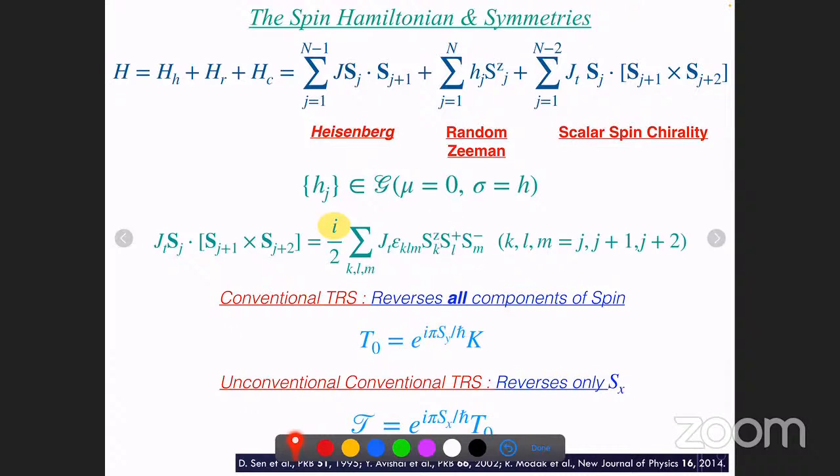Okay? Let me also quickly introduce 2 different time reversal symmetry operators. One is the usual time reversal symmetry operator, which is the product of the complex conjugation and a rotation by pi about Sy, which reverses all components of spin. And then you have another unconventional time reversal symmetry operator, which is basically this conventional one multiplied by a rotation by pi about the x-axis, okay? And this reverses only Sx. But this is still good enough for an anti-unitary operator in the sense of our previous classifications, because all we need is its commutation with H and its squaring to plus or minus 1.